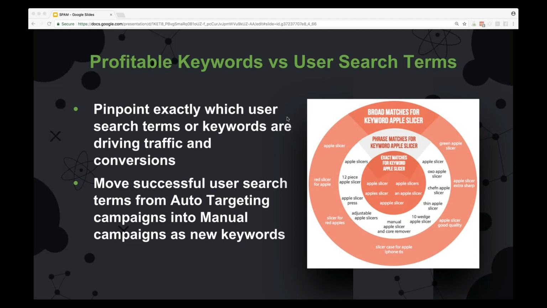Whereas slicer case for Apple iPhone 6s is not going to be relevant. So you're probably going to see that in the numbers. And so what you can do is move the successful user search terms from auto-targeting campaigns or broad match campaigns and move those into your manual campaigns as new keywords, right? So you can say, okay, I want to move red slicer for apple into an exact match or a phrase match from this auto-targeting campaign to this manual campaign and change the bid on it.